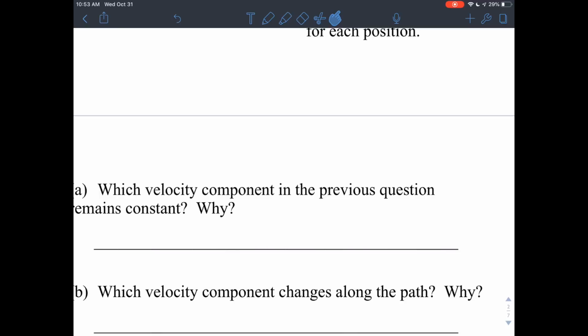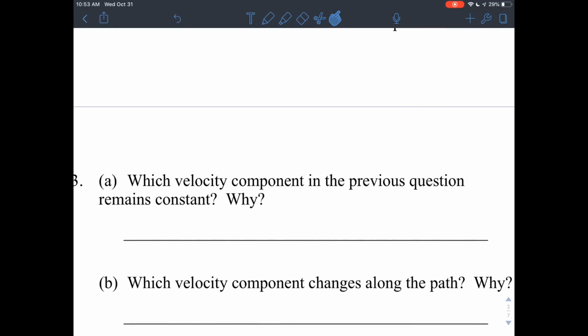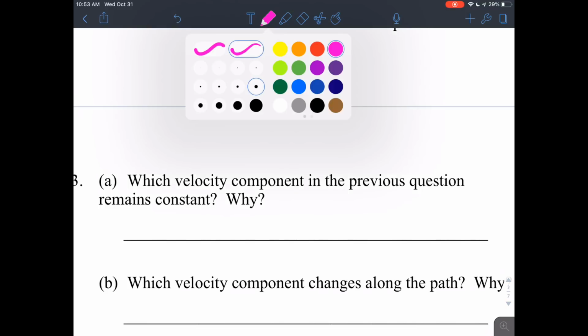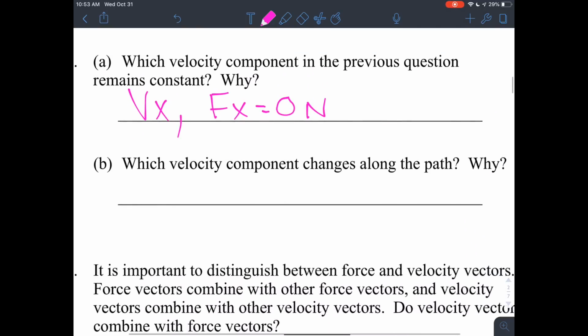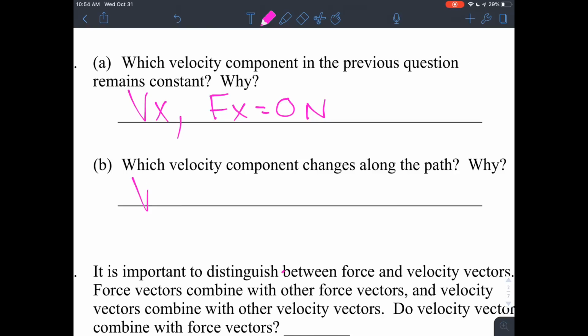Okay, so which velocity component in the previous question remains constant and why? Well, of course, we know that that is going to be our Vx because our Fx, or our horizontal forces, are zero. There is no horizontal force on our ball, so there is no acceleration horizontally. Now, which velocity component does change? Of course, that's going to be our Vy.